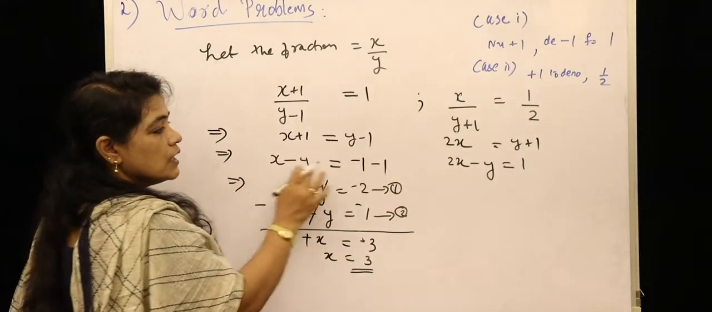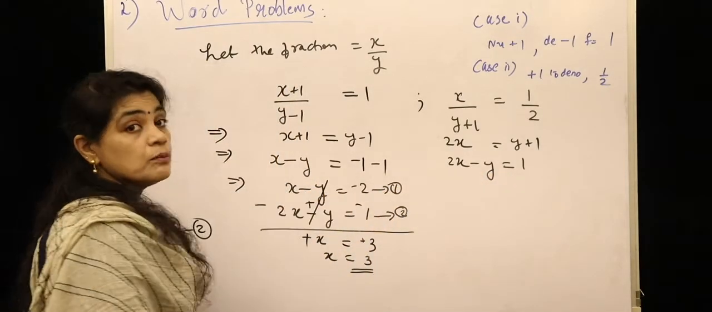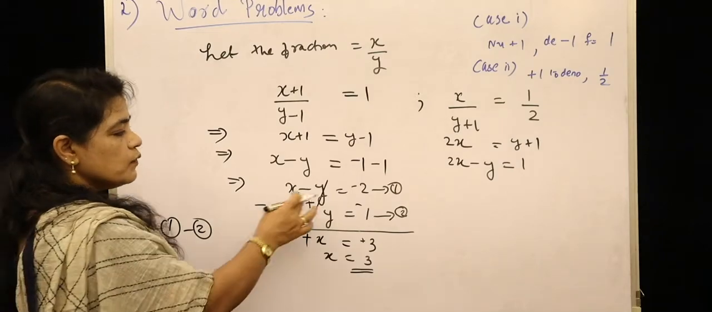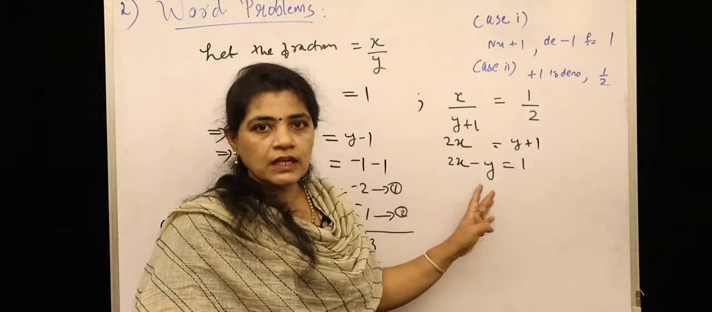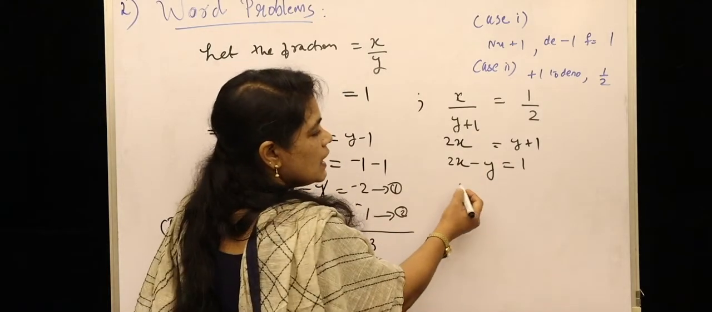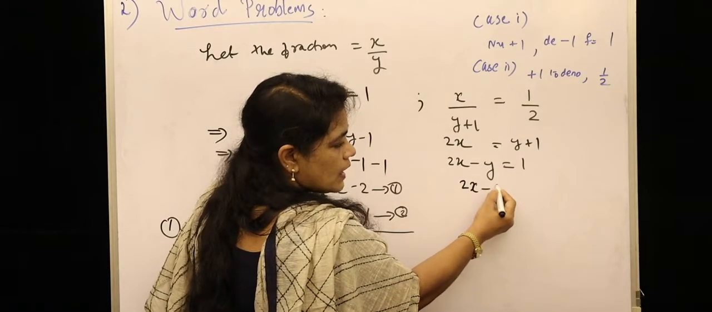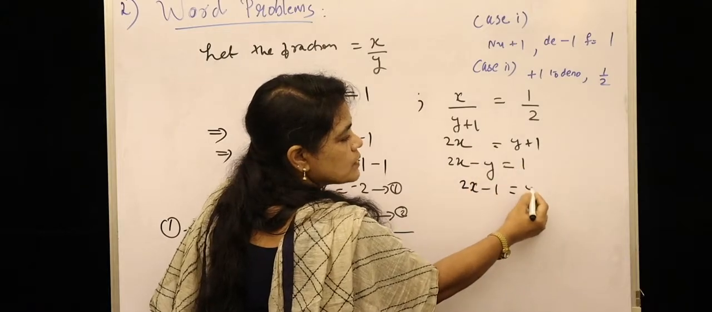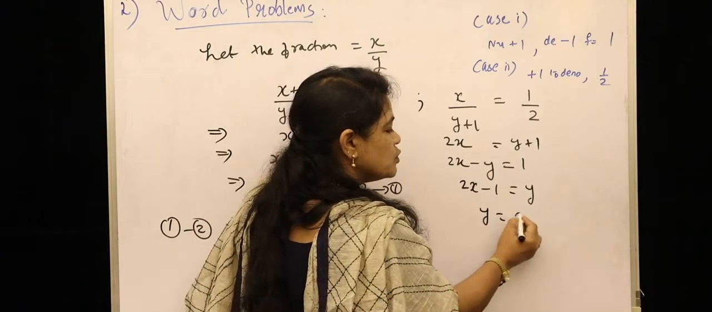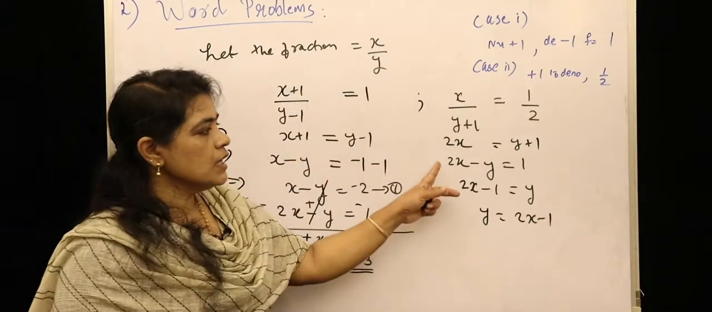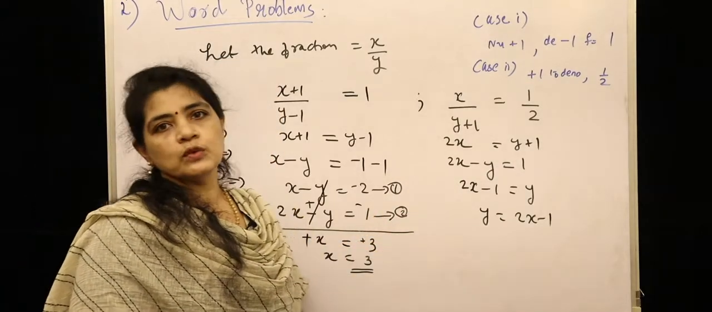See, here in equation 2, if you want you can substitute here, or equation 1, x minus y is equal to minus 2. From there you will get to express this in terms of y, but here already this step is there, so I am substituting over here. So from this, 2x, I am taking this positive 1 to this side, that is minus 1. So minus y becomes positive y. That means we have now y in terms of 2x minus 1 from equation 2.